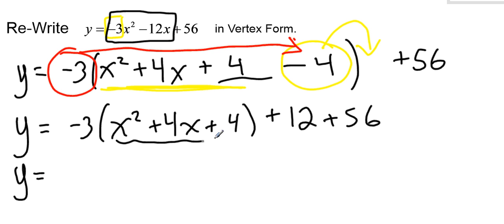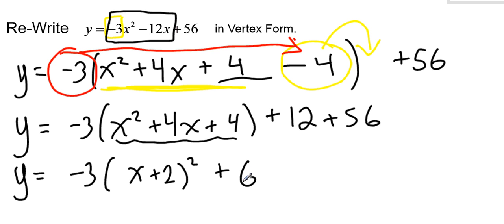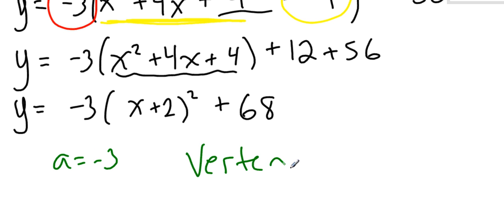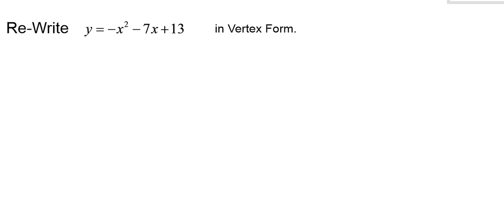So now, yay, I can factor. So half of 4 is 2. 12 plus 56 is 68. And there I have, in vertex form, this equation where a equals -3 and the vertex is at -2 and 68. So let's do one more example.